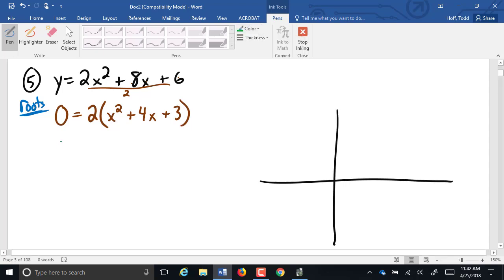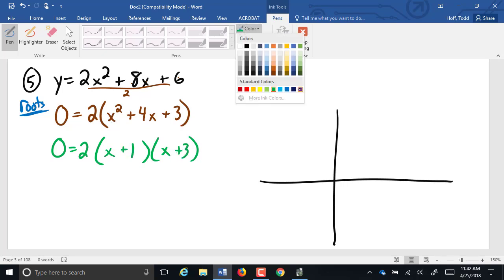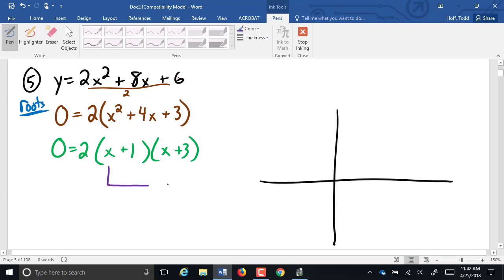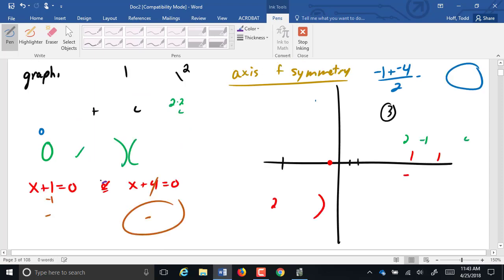And now we can still factor that. x and x make the x squared, and 3 pretty much has to be 1 times 3. Let's double check the outside and inside products. On the outside, x times 3 is 3x. On the inside, 1 times x is 1x, and that does give us 4x, which is what we had there.